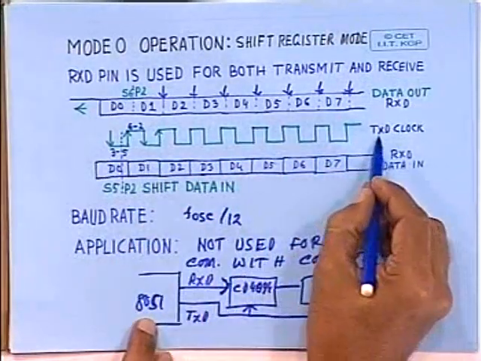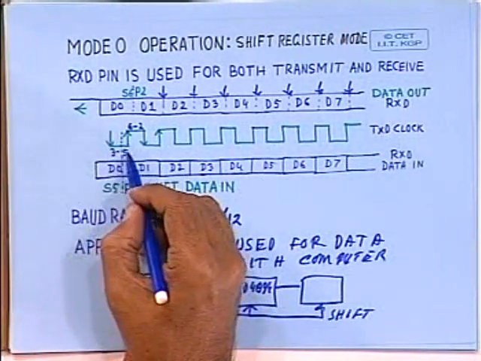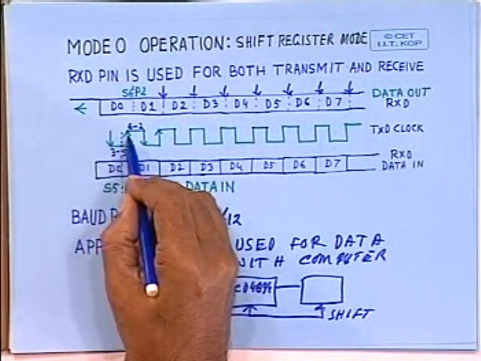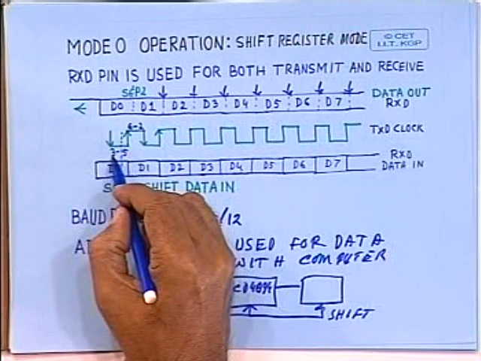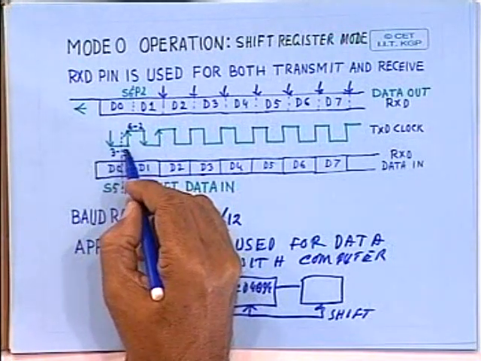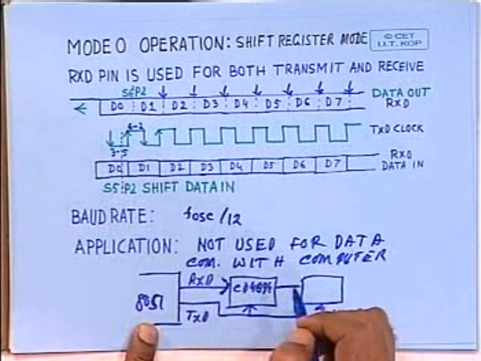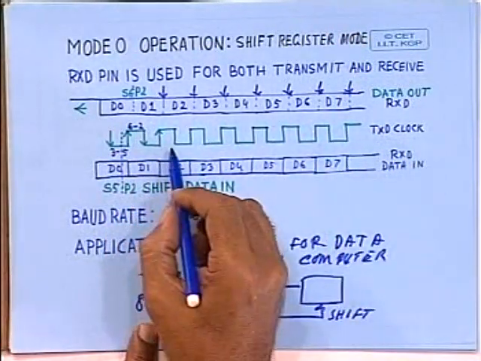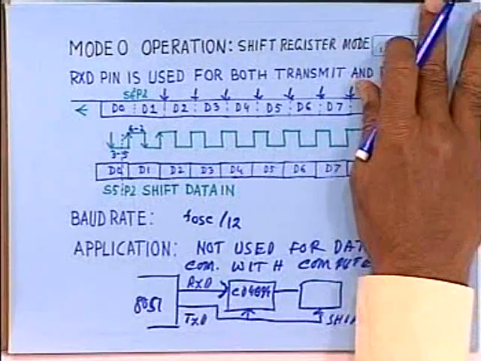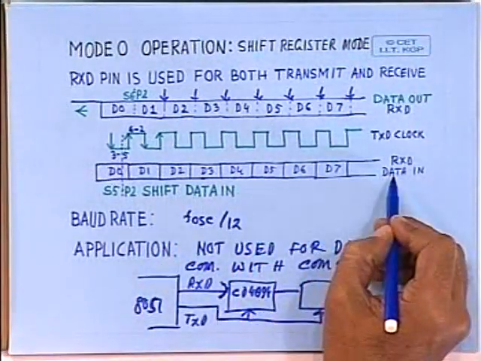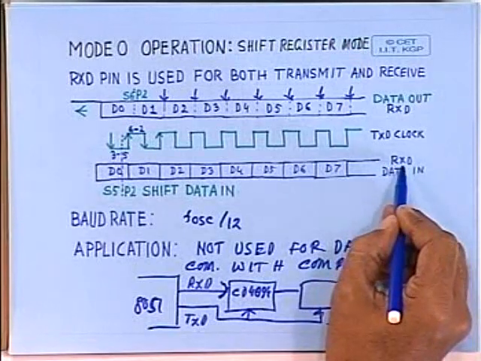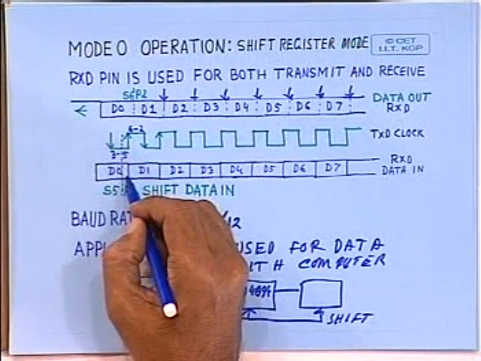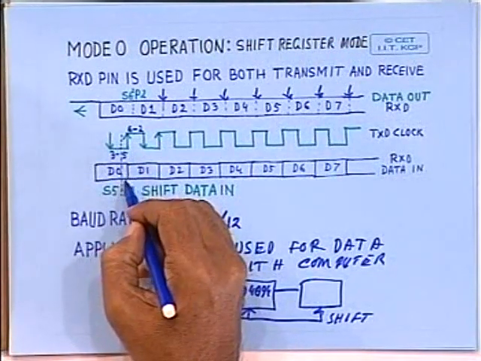And this TXD clock, as you can see, is available, which remains high from state 6 to 2, and low for states 3 to 5. So this is acting as a clock for shifting of data to the outside world for synchronization. Similarly, whenever you are receiving data through the RxD line, as you can see here, this edge is used for reading data one after the other.